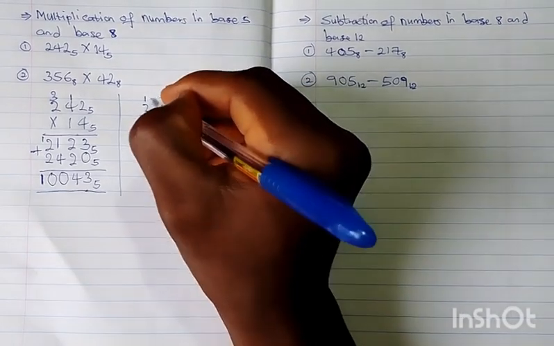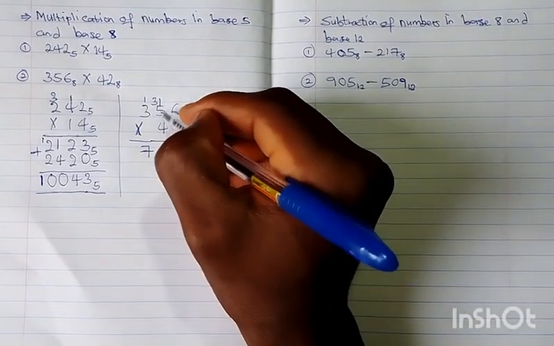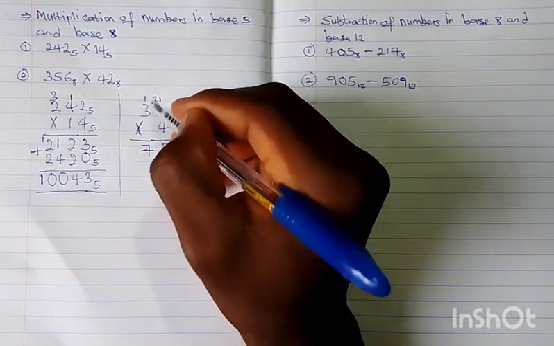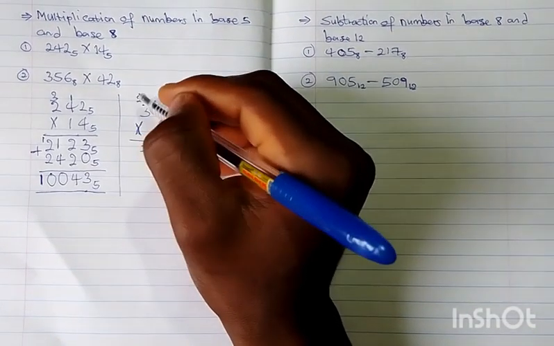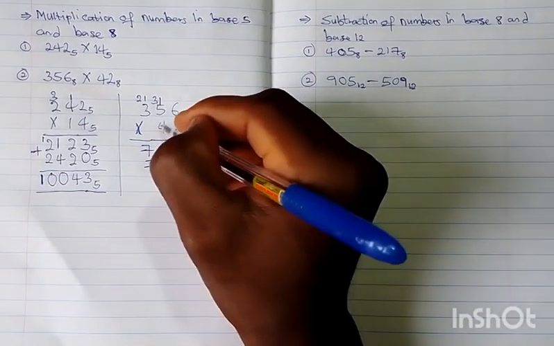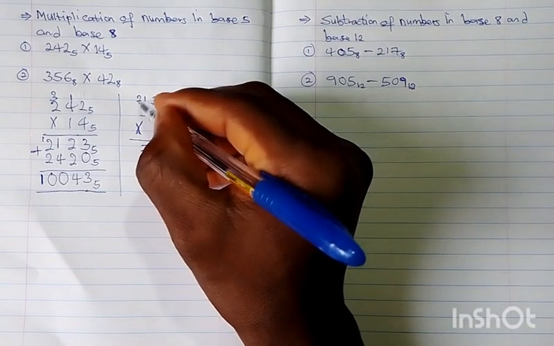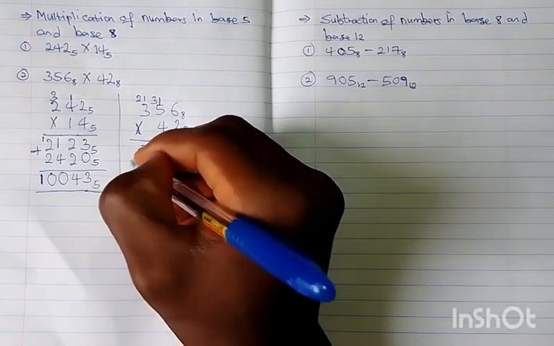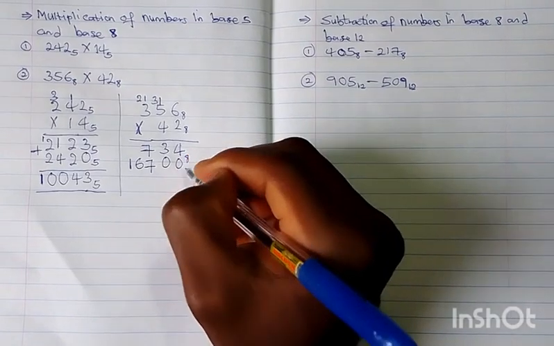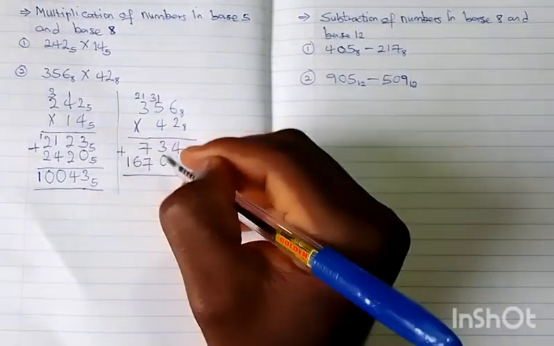4 times 6 is 24. 8 will go into 24 3 times, remainder 0. 4 times 5 is 20, plus this 3 is 23. Now 8 will go into 23 2 times, write it down here, remainder what? 7. 4 times 3 is 12, plus this 2 is 14. Now 8 will go into 14 one time, remainder what? 6. So we can add a 0 here and base 8.